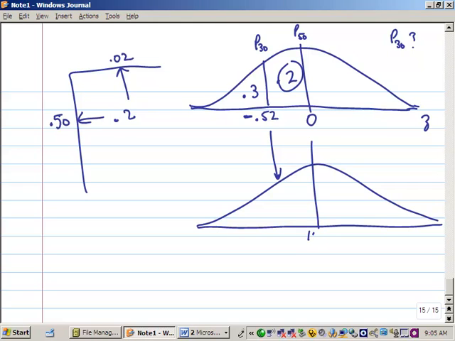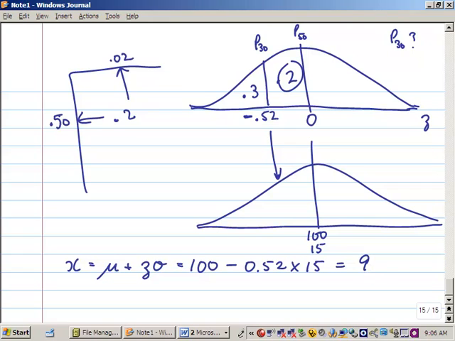Now we're going to translate that back to this particular distribution using the formula x is equal to mu plus z times sigma. Mu on the distribution of IQs is 100. Sorry, no plus here, that's the biggest mistake. Minus 0.52 for the z value times the standard deviation of 15. And that gives us a value of 92.2 for the 30th percentile of IQs.